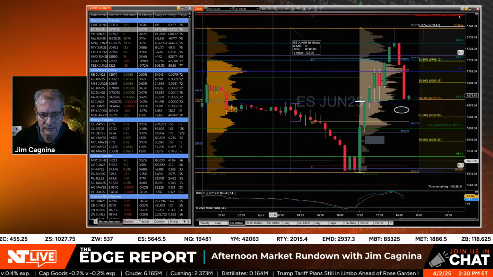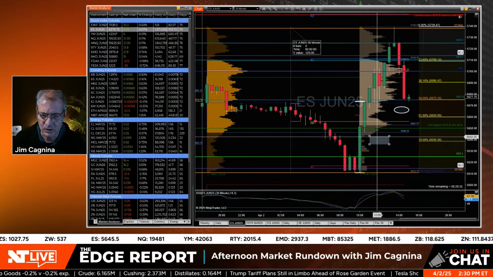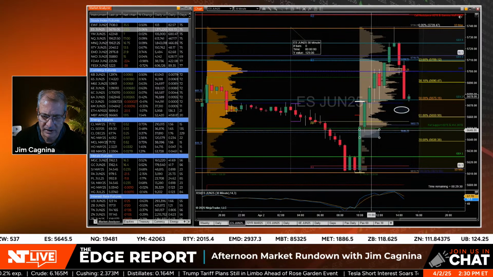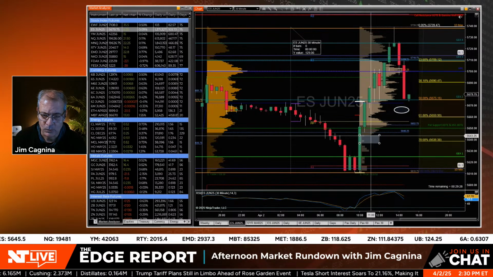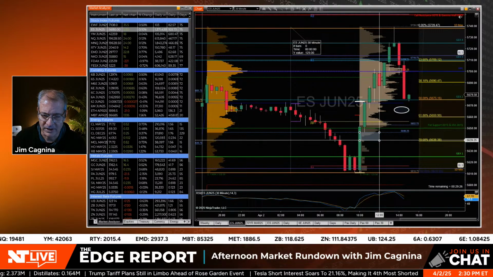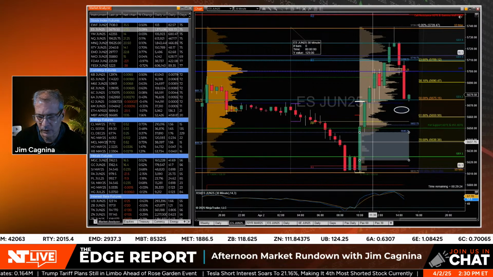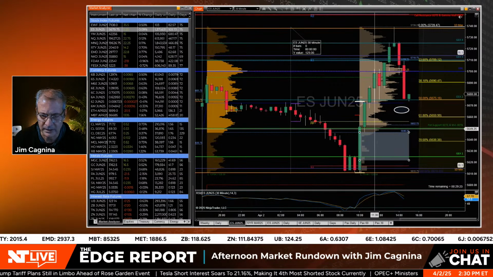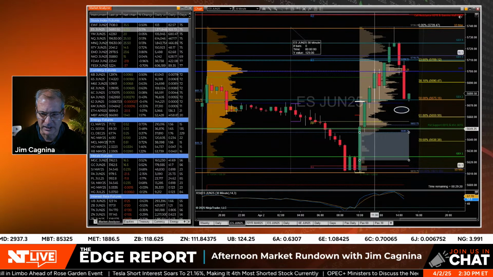Not too much difference in the profiles. Actually, a little bit of a difference in that after the opening range, after the initial balance even, we have a pretty big volume deficit at the bottom. In other words, there's no interest down here. There still is no interest trading down here for this particular session.